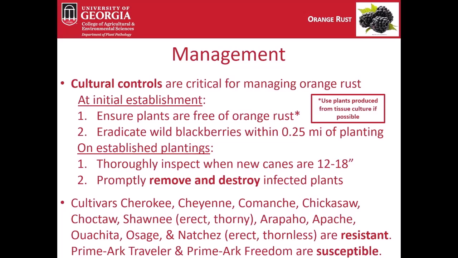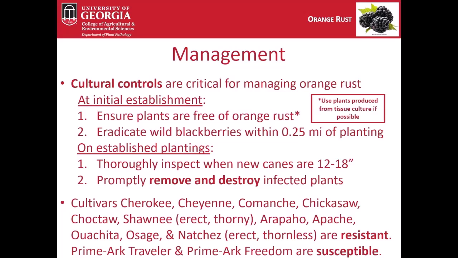Most of the issues that we've seen with orange rust, when I get sent samples or pictures of something that turns out to be orange rust, at least half the time since I've been at UGA, it's been because those plants were propagated from a neighbor's field, or it was somebody who thought the wild blackberries growing near their house were really nice and propagated some of those. So often it is a disease that is coming in from plants that are already infected.